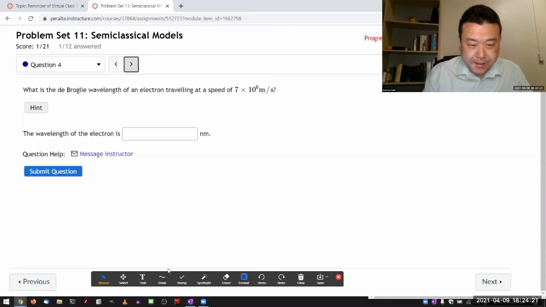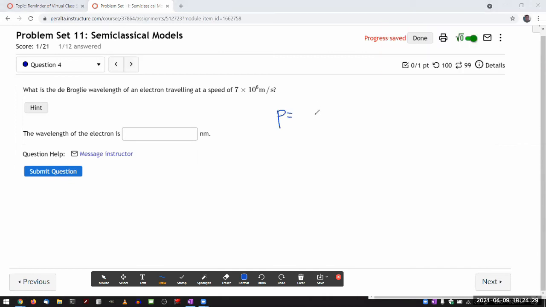Let me write down what we had before. The momentum of a particle is related to the particle's wavelength by h over lambda. And this velocity, even though it looks high, when you compare it to 3 × 10⁸ meters per second, is like 2% of that. And 2% of the speed of light is still small enough that I can treat it as non-relativistic. So I'm going to say my momentum is equal to mass times velocity. Solving for lambda, it should be equal to h over mv.